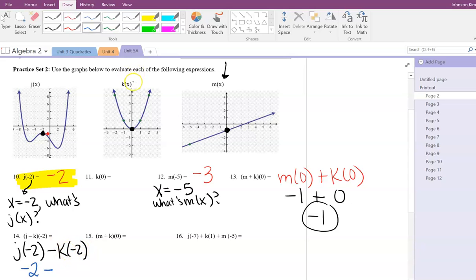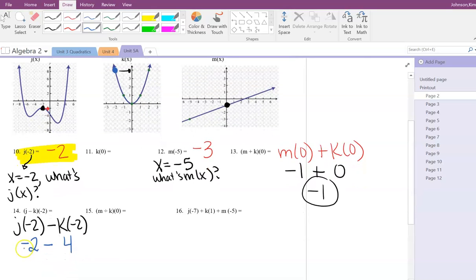So k of -2, I'm going to go to my k function, k of x. x is -2 right here. I want to scroll to see where I meet the function, and then find the height of this point. The height of this point happens to be a y value of 4. So k of -2 is 4. So if I evaluate j of -2 minus k of -2, that's going to be -2 minus 4, which is -6.